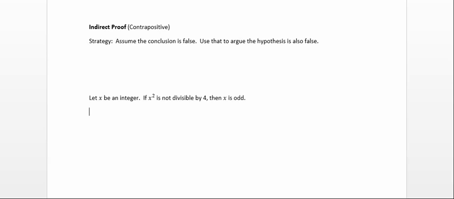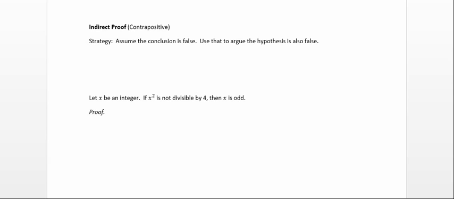Let x be an integer. If x squared is not divisible by 4, then x must be odd. Okay, so now, you should always try a direct proof first. That's usually the easiest way. In this case it won't, but usually it is.